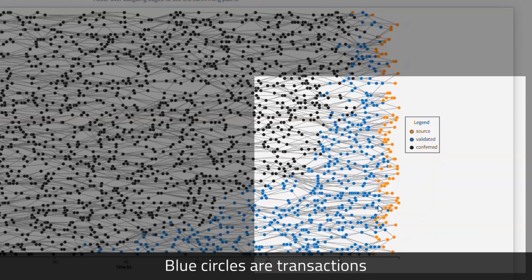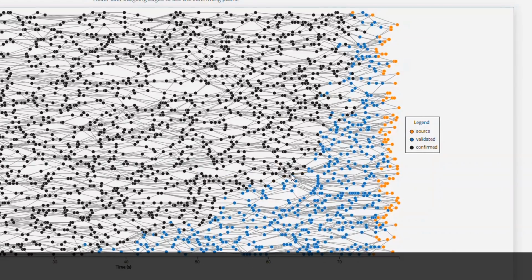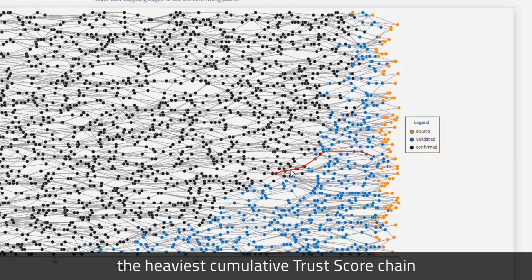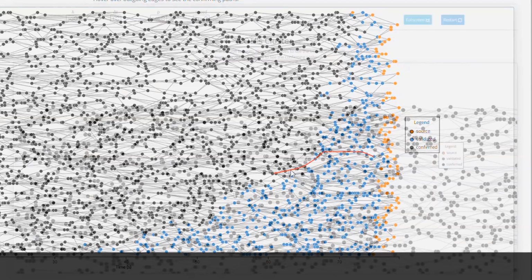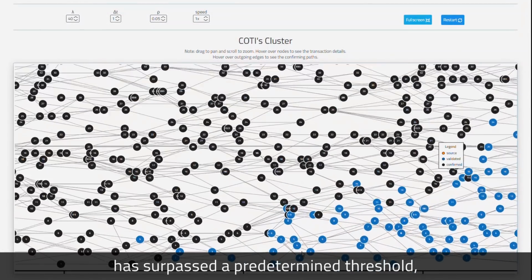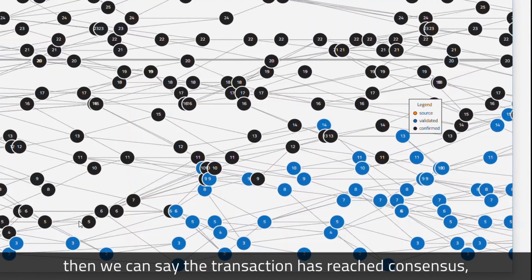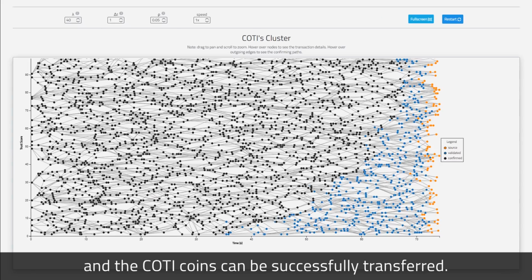Blue circles are transactions that have been validated by sources. Finally, the black circles are confirmed transactions. By transaction consensus, we need to find the heaviest cumulative trust score chain, which we call the Trustchain. If the cumulative trust score of a trust chain has surpassed a predetermined threshold, then we can say the transaction has reached consensus and the COTI coins can be successfully transferred.